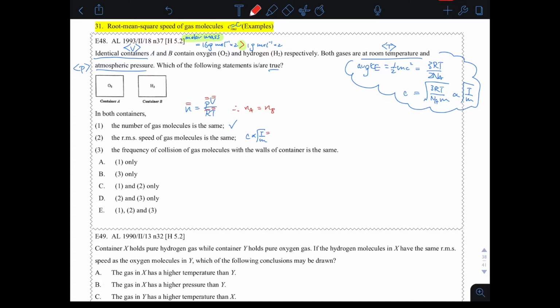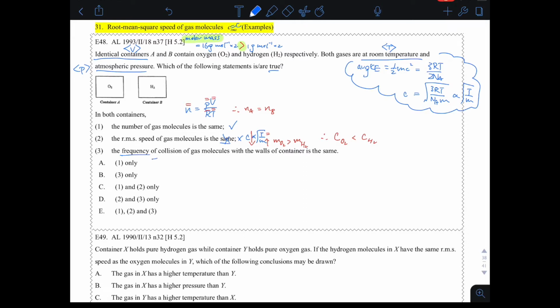Then let's look at that. T is the same, equal for both, while for M, oxygen is heavier than hydrogen gas. So if M for oxygen is bigger, then the C_RMS for oxygen will be smaller. Our conclusion is that C_RMS for oxygen gas will be smaller than for hydrogen gas. Then this is not a correct statement, because it is not the same. The heavier one is slower.